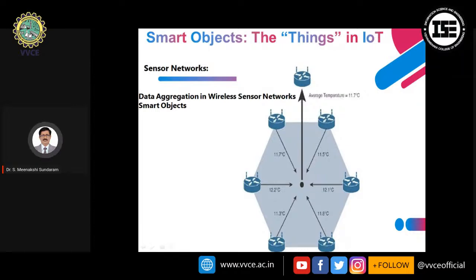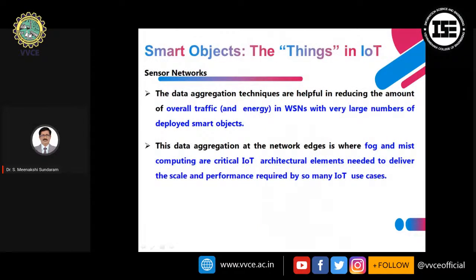And this is one example of a wireless sensor network that we use for data aggregation across a variety of nodes, where we can arrive at the average temperature across all these nodes by aggregating. This data aggregation technique is useful for reducing the amount of overall traffic and energy in WSNs, with very large numbers of deployed smart objects. So this data aggregation at the network edges, where fog and mist computing are critical for IoT, is needed to deliver the scale and performance required by IoT in many use cases.